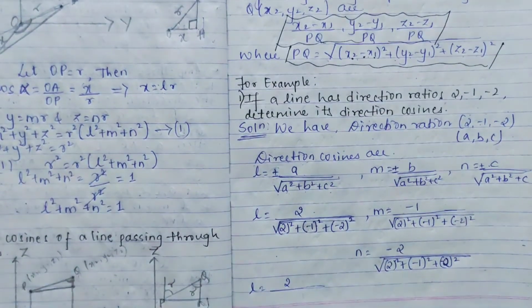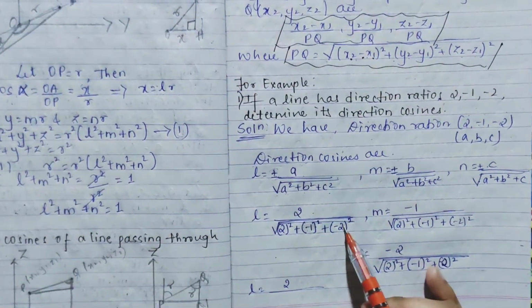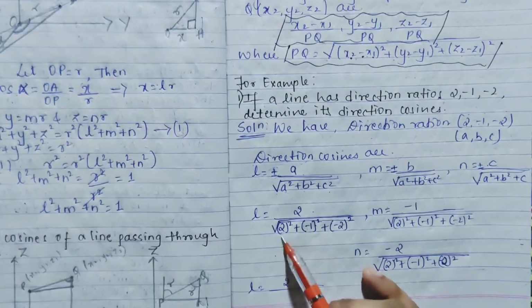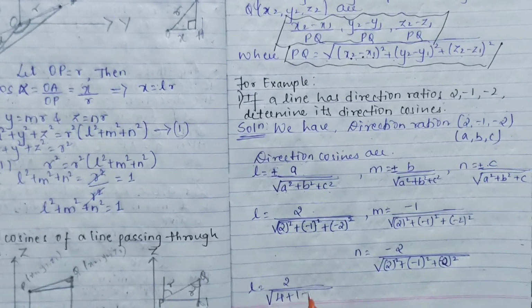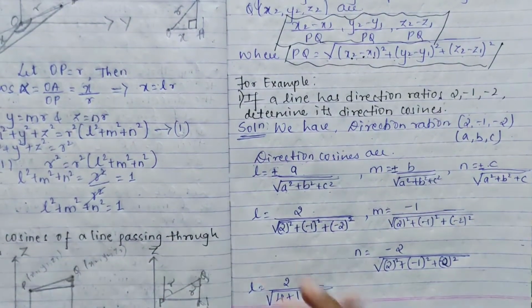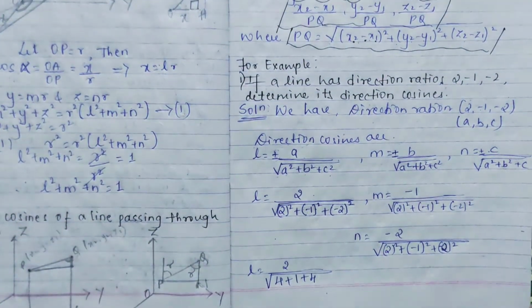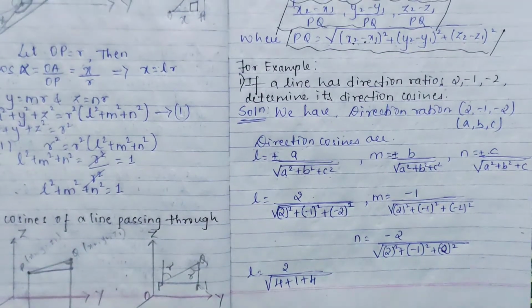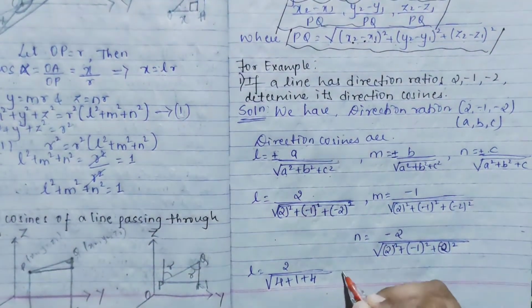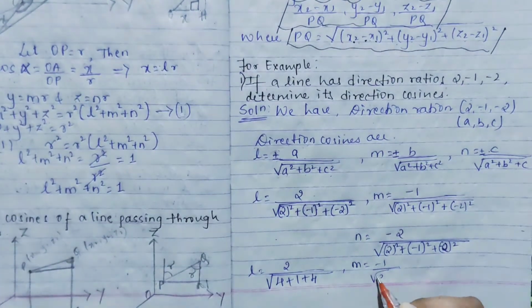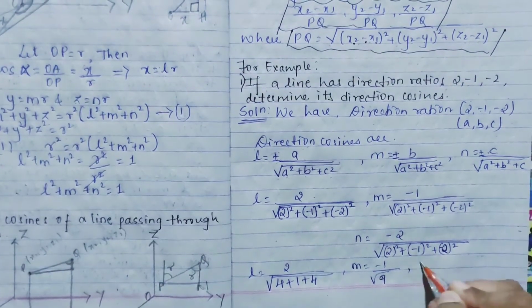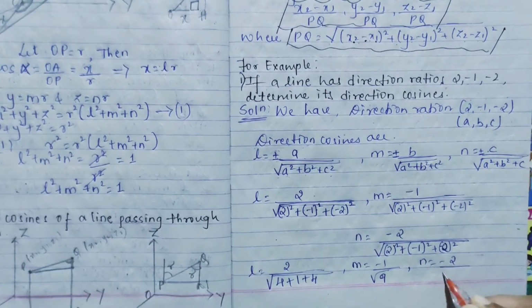Again here you will get 4. So what you will get? 4 plus 4, 8. We will write only 4 plus 1 plus 4. So you will get 9. Square root of 9, and square root of 9 is 3, right? Square root of 9 is 3. M is equal to minus 1 by again root 9. N is equal to minus 2 by root 9.